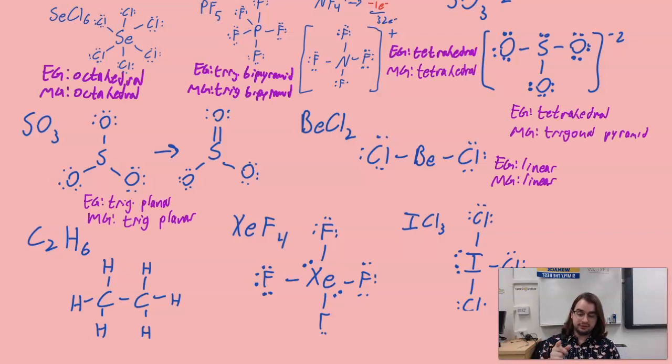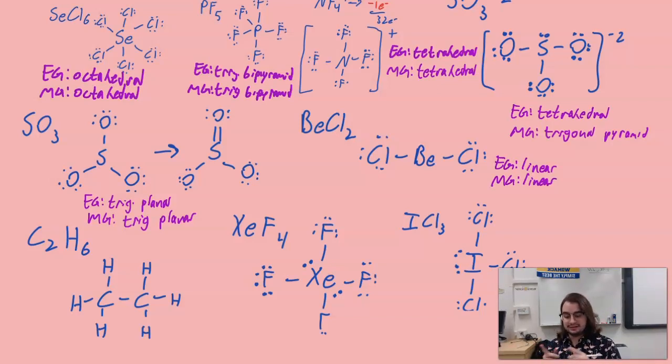Whew, this is what I got. Octahedral for the first one, trigonal bipyramidal for the next one, tetrahedral for the ion, tetrahedral for the electron geometry for SO3-2. However, trigonal pyramidal for the molecular geometry, trigonal planar for SO3, and linear for BeCl2.